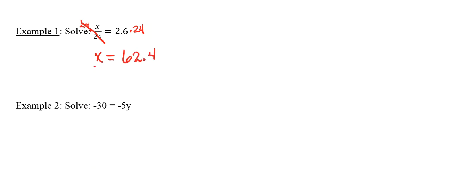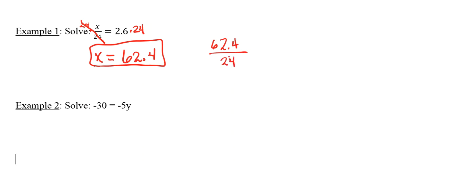Sometimes your answers will come out to be whole numbers, sometimes they won't, and that's fine. That doesn't mean you did it wrong. Now, if you want to check this to make sure you did it right, just do the opposite. Put the value in where the x is. So do 62.4 divided by the 24, and you should end up with whatever the equal to was, which in this case was 2.6. So yep, you did it right.